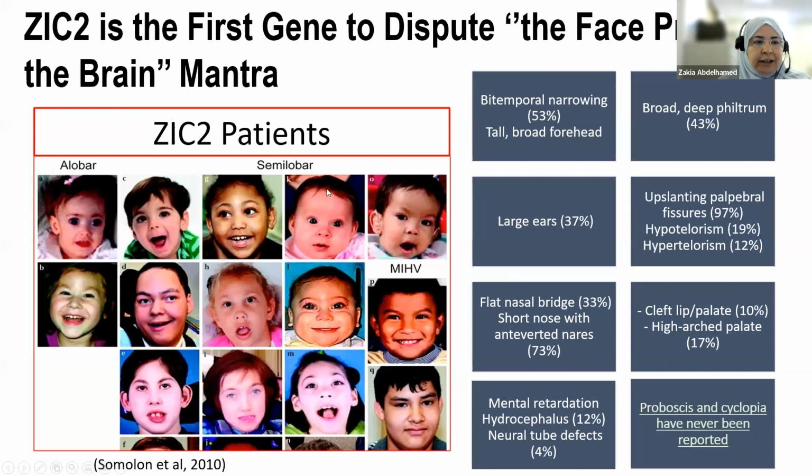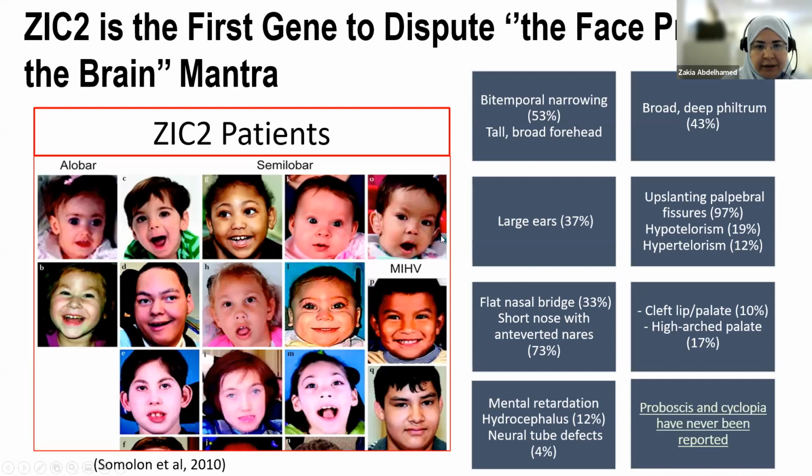And here I am showing the craniofacial malformations that you might detect in a patient with ZIC2 in particular. So they never have the proboscis or the cyclopia, but they can have bitemporal narrowing, even if they have the alobar phenotype. So this kid in A is showing just bitemporal narrowing, but she had on her brain alobar holoprosencephaly, complete absence of the midline structure, and one single ventricle in the forebrain.